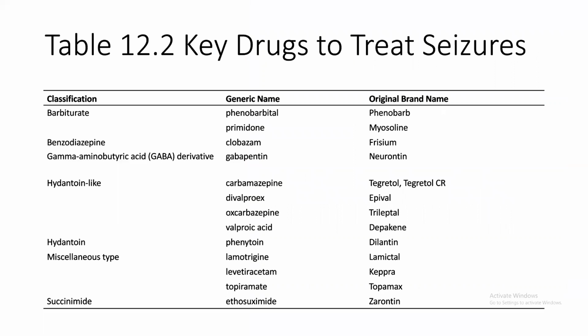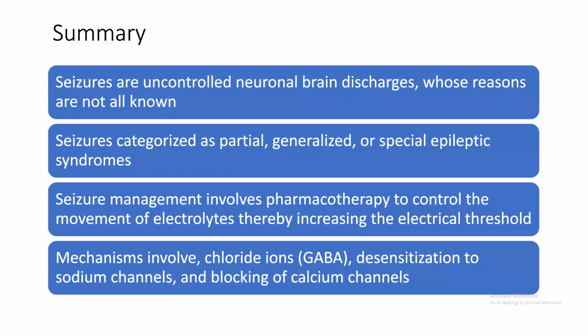Now, again, these are the key drugs for the treatment of the seizures. We use barbiturates: phenobarbital, primidone. We use benzodiazepines: this is clobazam. We use GABA derivatives: gabapentin. We use Phenytoin-like drugs: carbamazepine, divalproex, oxcarbazepine, valproic acid. In Hydantoins, we have Phenytoin, and in other miscellaneous drugs, we have lamotrigine, levetiracetam, and topiramate. Succinimides, we use ethosuximide.